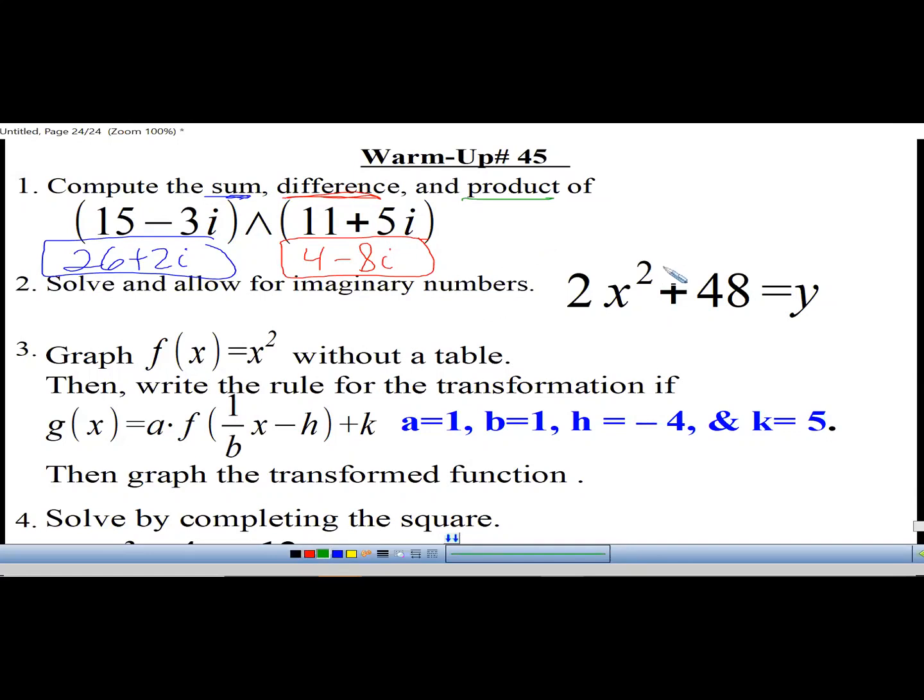Product. Alberto, you there? Oh, you haven't done it? Come on now. I only made the sum of them. I didn't quite understand the other. Product, 15 minus 3i times 11 plus 5i.